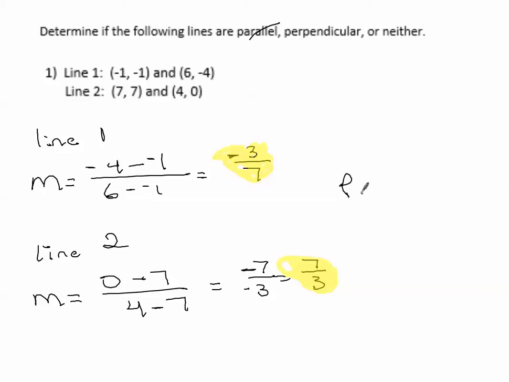Okay, so those are opposite reciprocals. So we can say that these two lines are perpendicular. If the two slopes are opposite reciprocals, then the two lines, line 1 and 2, are perpendicular.